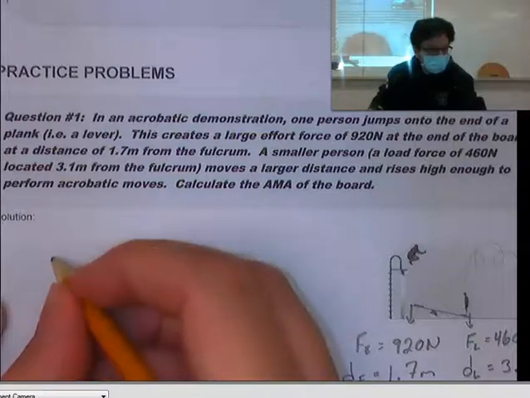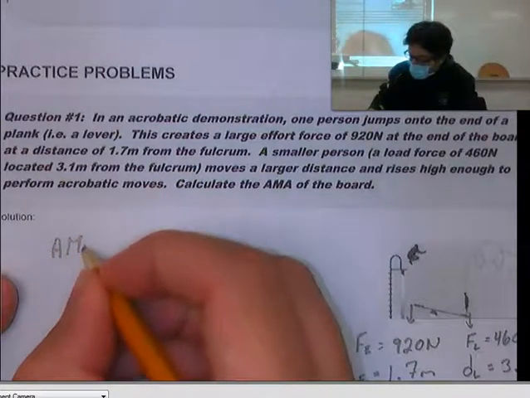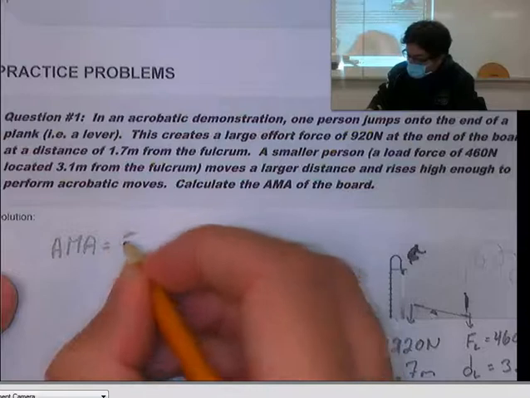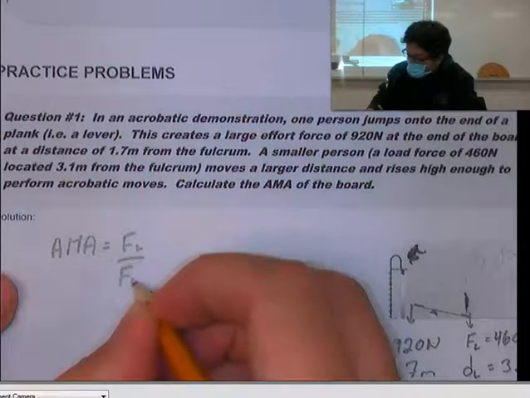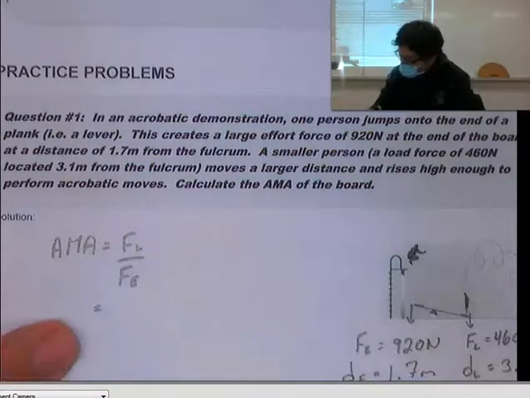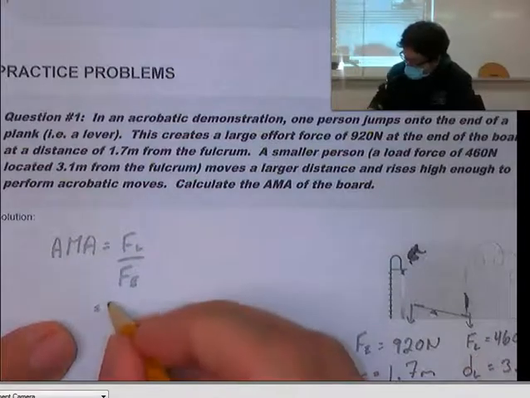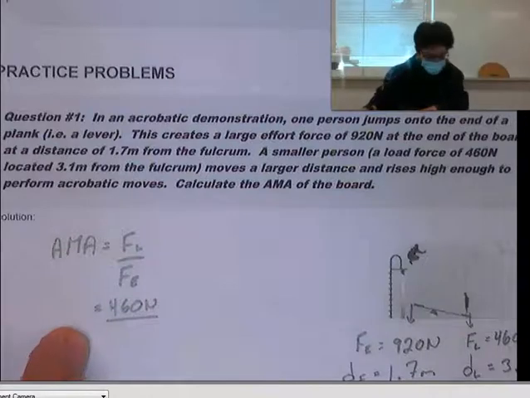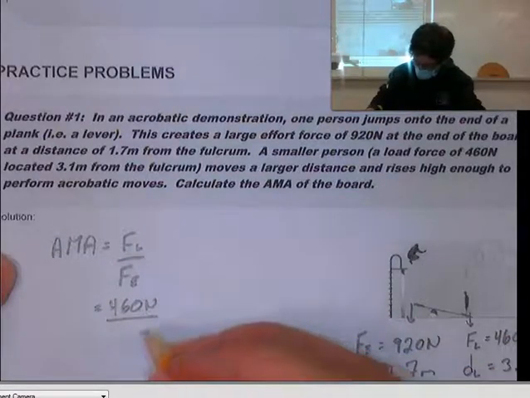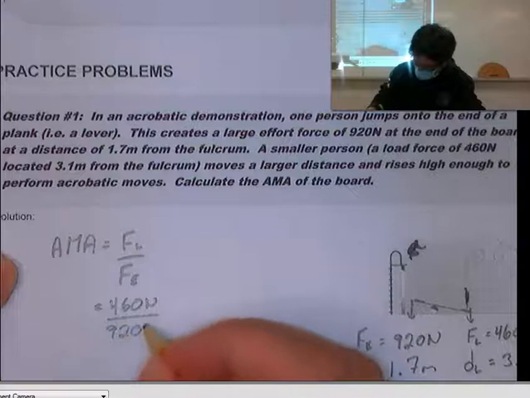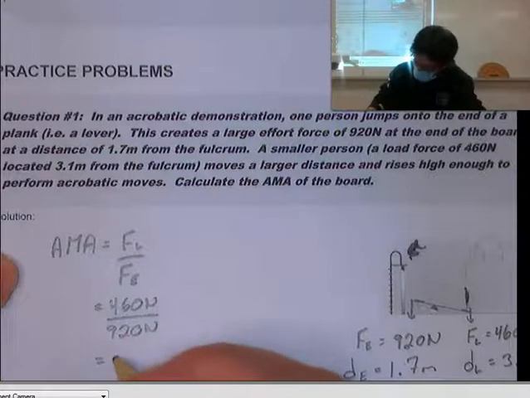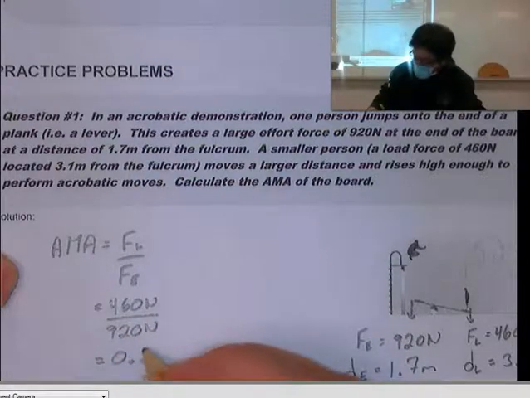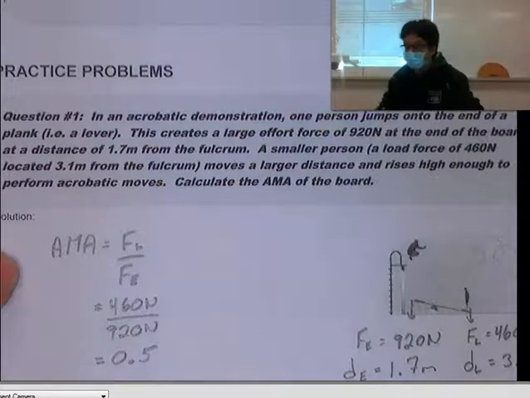So for our actual mechanical advantage, we are comparing the forces. So load force over effort force. Our load is 460, and our effort force is 920. So our actual mechanical advantage is 0.5. And that's it, just 0.5. There's no units associated with that.